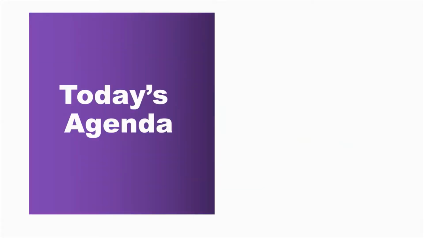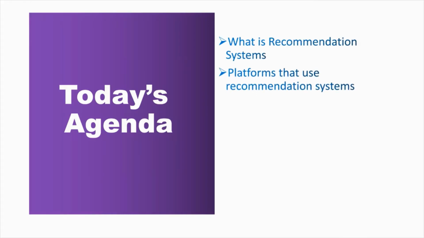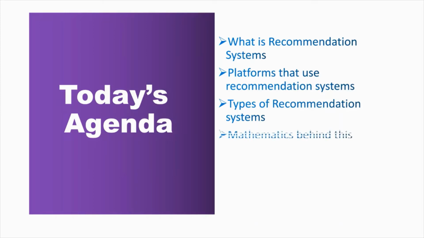Let's now have a look at today's topics that we are going to cover in this lecture. What a recommendation system actually means. Some famous platforms that use this system to grow their business. Then we will discuss the types of recommendation systems in brief. Then we will see the basic mathematics to build a recommendation system. And then we will do the practical implementation on a movie dataset to recommend movies.